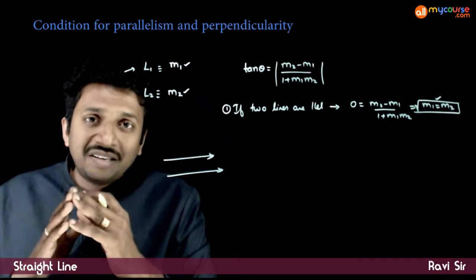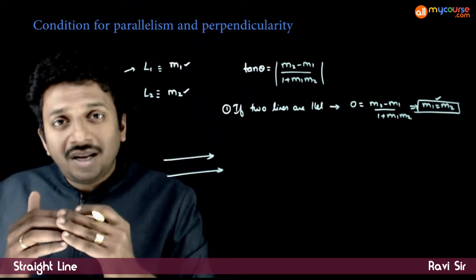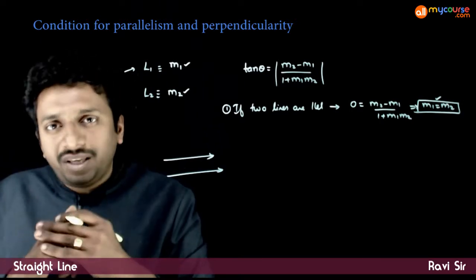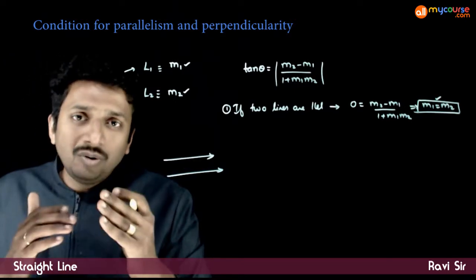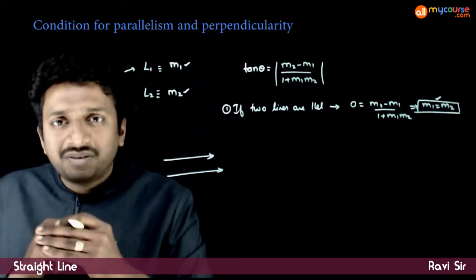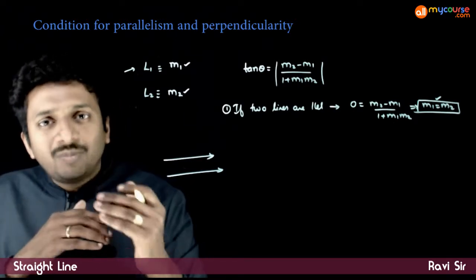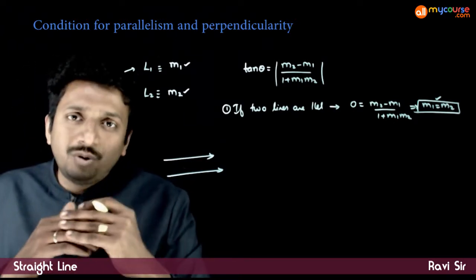That means if the slopes of two lines are equal, the lines are parallel. And if the lines are parallel, the slopes have to be equal. So you can use this in your problems, in your questions. Whenever you're given that two lines are parallel, the mathematical condition will be that the slopes of those two lines will be equal.